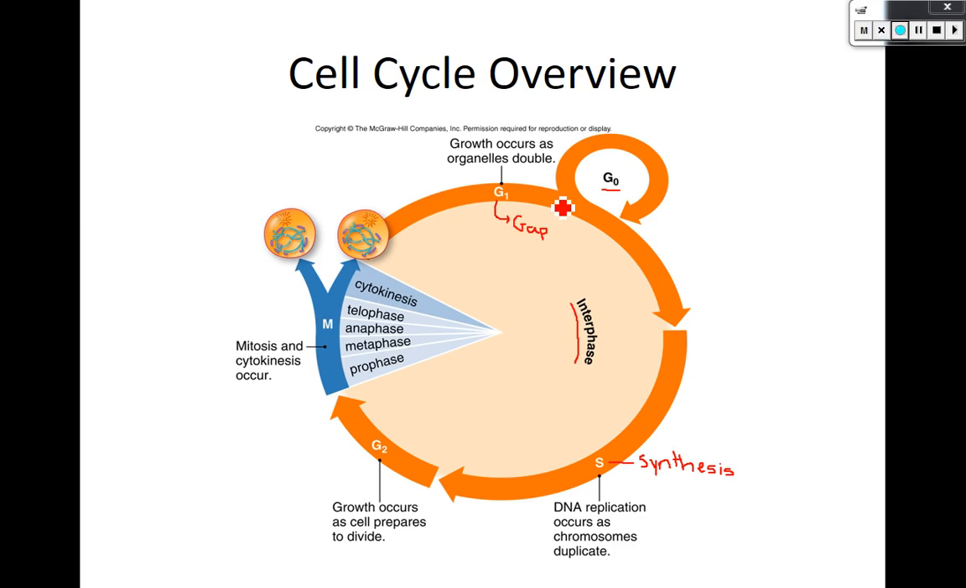And there are some cells that spend maybe a year in G0, maybe a couple of weeks. It depends on the cell. Later this unit, some of you will read an article on the age of different cells in your body. Some cells are in G0 indefinitely.